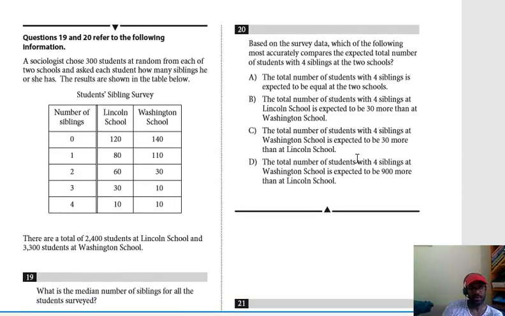Questions 19 and 20 refer to the following information. The sociologist chose 300 students at random from each of the two schools and asked each student about their home.